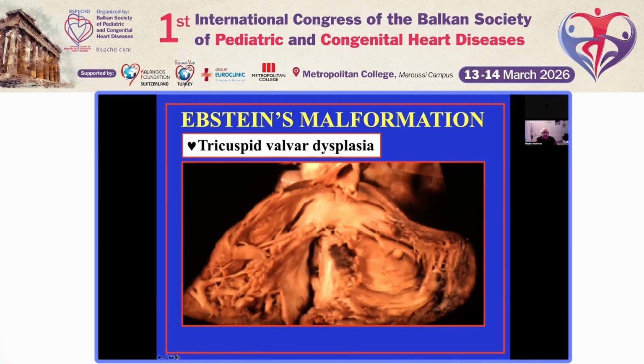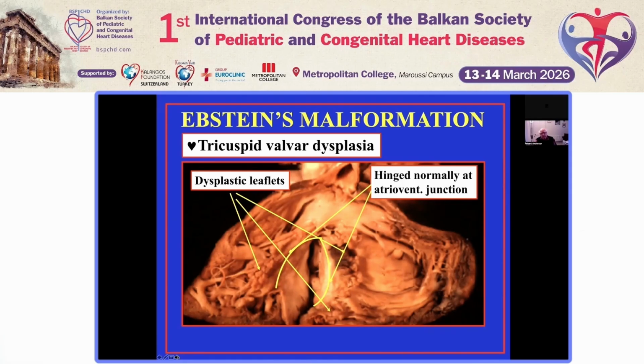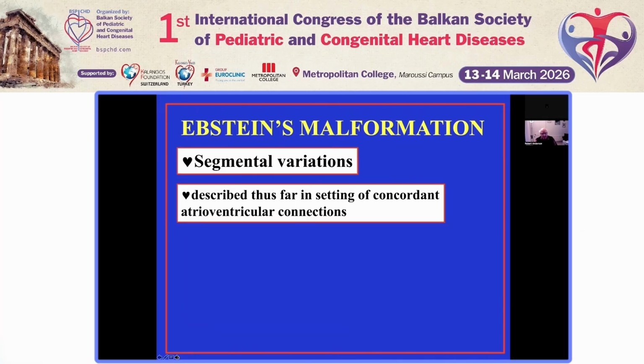Oftentimes, the leaflets themselves are dysplastic, and they are dysplastic in this valve. But in this valve, the dysplastic leaflets are attached at the atrioventricular junction. So this is not an example of Ebstein's malformation, although the leaflets usually are dysplastic when we do have Ebstein's malformation. Now, all the hearts I've shown you thus far have had concordant atrioventricular connections.